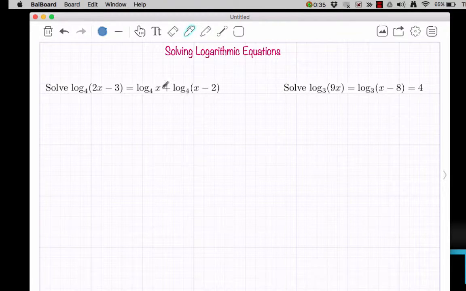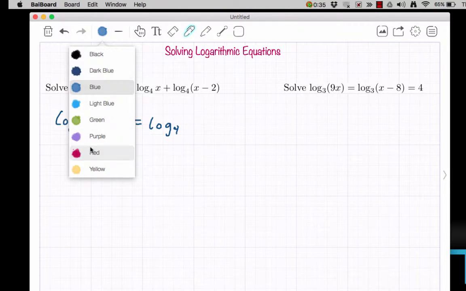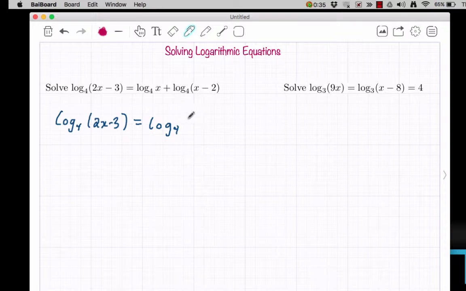So the key here is you can see that each base is base 4. So when we add two logarithms together, we can multiply. So we're going to go ahead and rewrite this as log base 4 of 2x minus 3. That stays the same, equals, and now this is what's going to change. We're going to have log base 4 of x times the quantity x minus 2. So there's the new part right there.